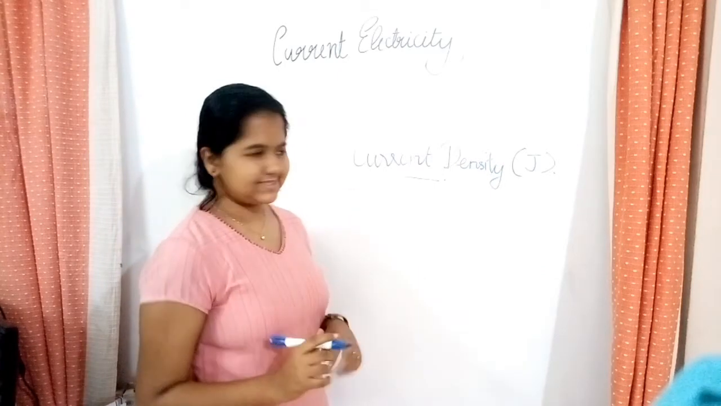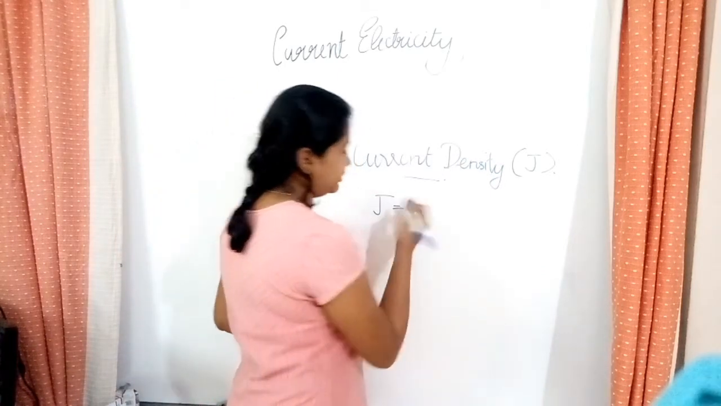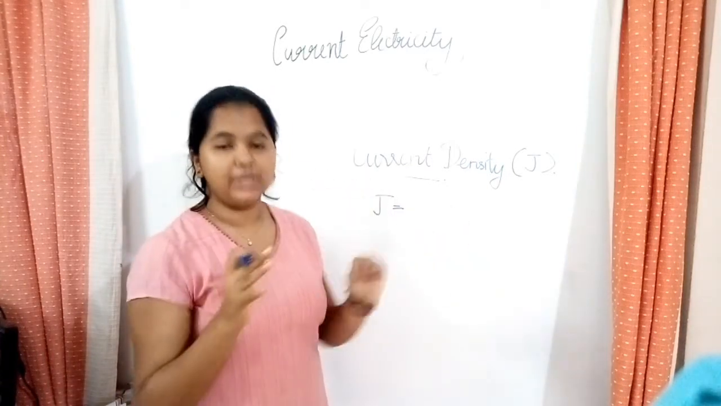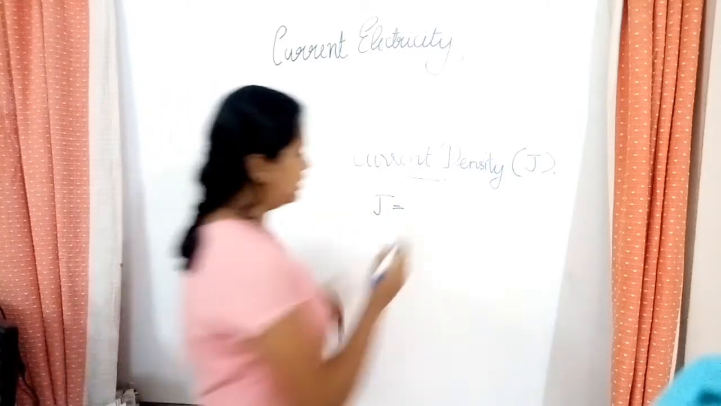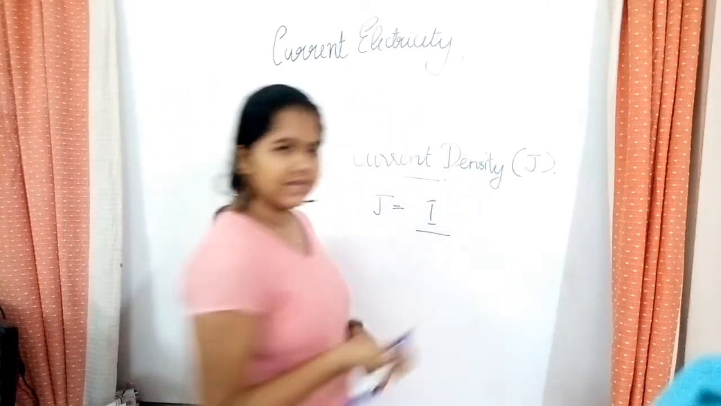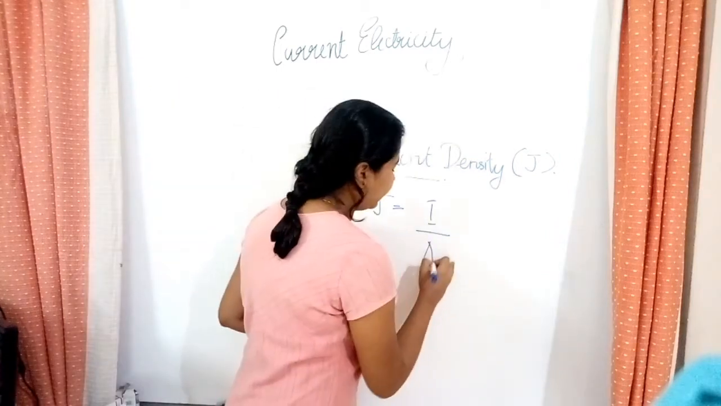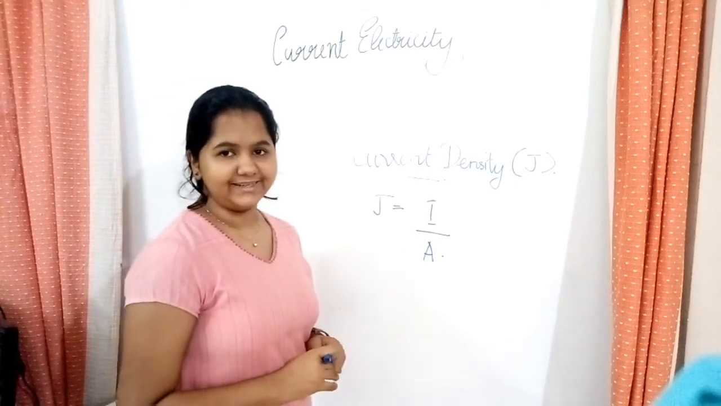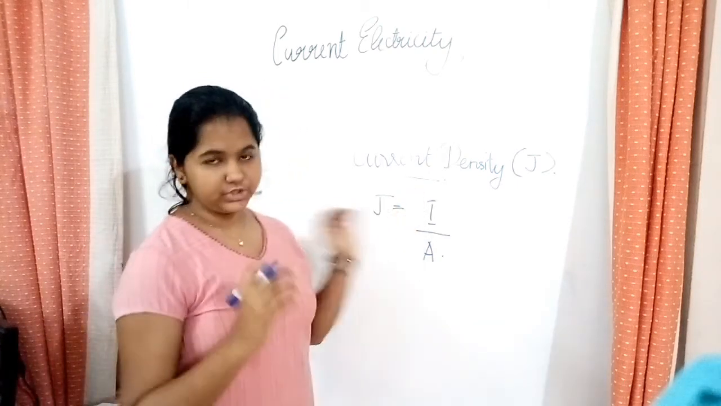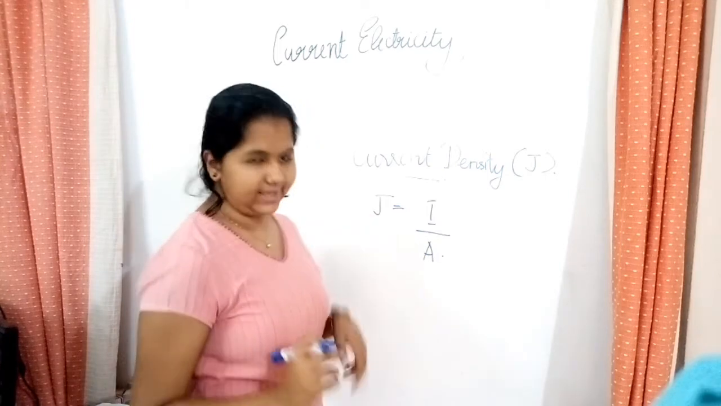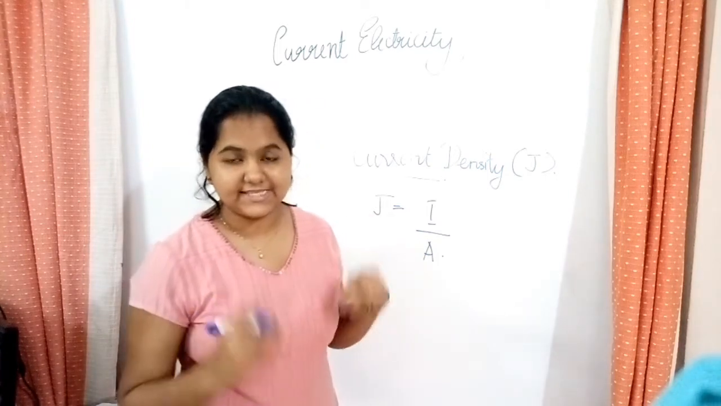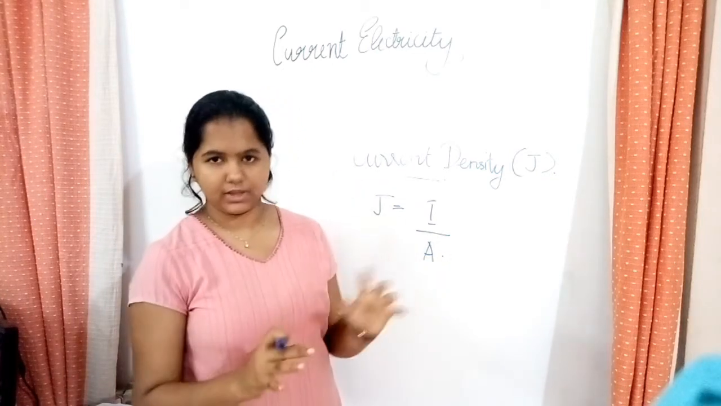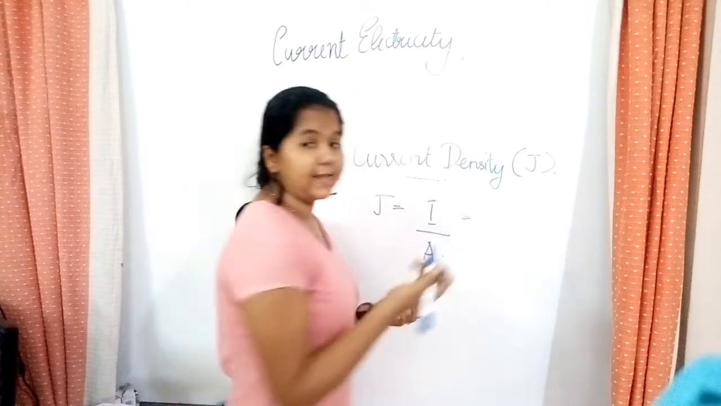For current density J, what is a term that would surely be there in this equation? That is current, I. How do you find the density of an object? It is I by A. Let's see what current density is in detail. J, or current density, is equal to I by A. We always say density is equal to mass by volume, so over here area plays the role of volume.